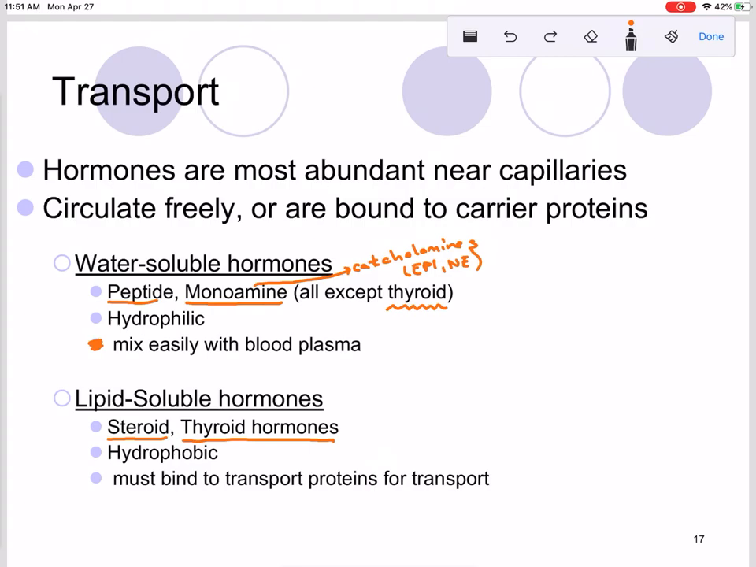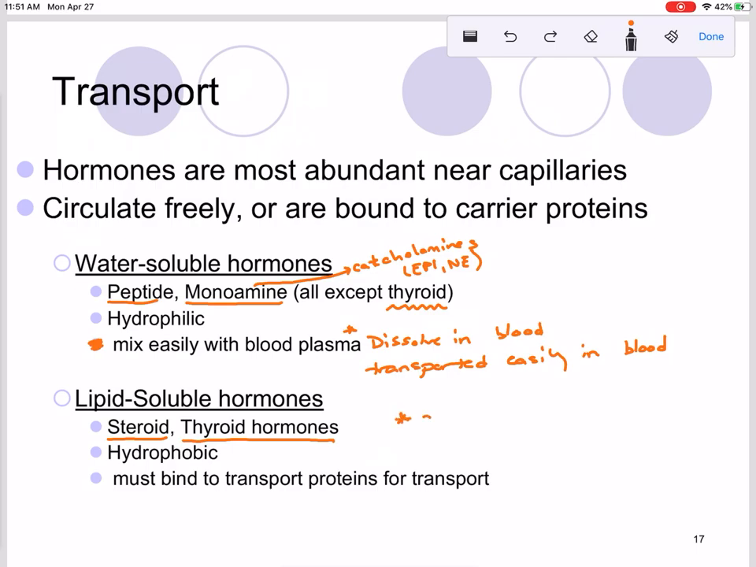So if a hormone is water soluble, then these hormones can dissolve in the bloodstream. Simple. They're hydrophilic. They like water. So the peptide and the catecholamine hormones, they dissolve in the bloodstream, which means that they can be transported easily in the blood. No big deal. These hormones are dumped into the bloodstream and they don't need any special care. They can just travel in the bloodstream, off they go.